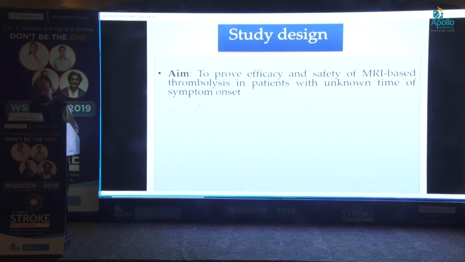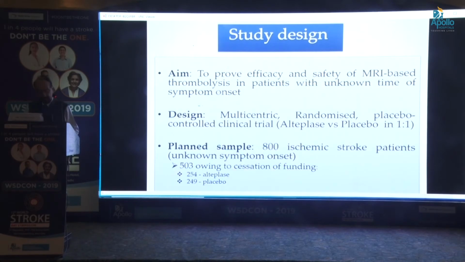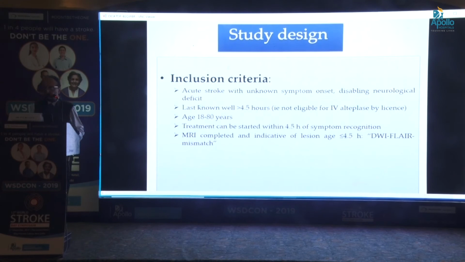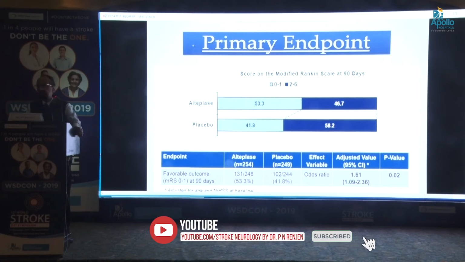A very nice study to prove the efficacy and safety of MRI-based thrombolysis in patients of unknown time onset. Multicentric, randomized, placebo-controlled trial with alteplase versus placebo 1:1. Planned sample, 800 ischemic stroke patients. They had no funds, so they took only 503, equal number between the alteplase group and the placebo group. And the inclusion criteria, of course, standard exclusion, and this was the primary endpoint, which you could very well see for yourself. The modified Rankin at 90 days was much better in the alteplase group than it was in the placebo.